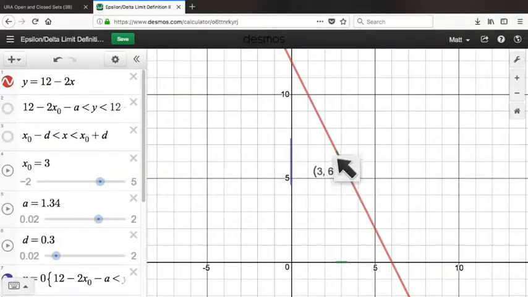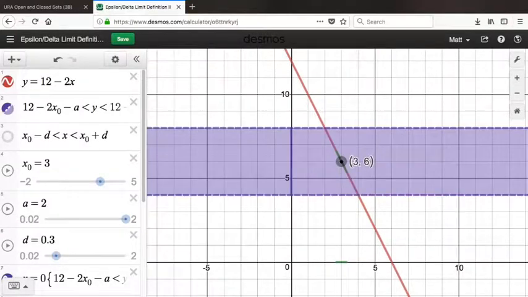Here's the x value 3, right here on the x-axis. The y value 6. The claim is that the limit as we approach x equals 3 of this function is equal to 6. And so the idea is that once we choose a value of epsilon, let's say I choose the value of 2 for my epsilon. So what we're doing in the definition is making the claim that we can get within 2 units of the value 6. So in other words, we can make the y value of my function between 6 minus 2, 4, and 6 plus 2, 8.